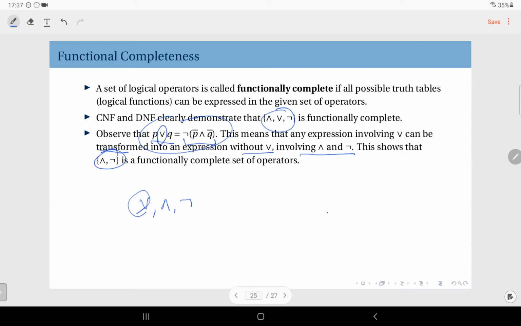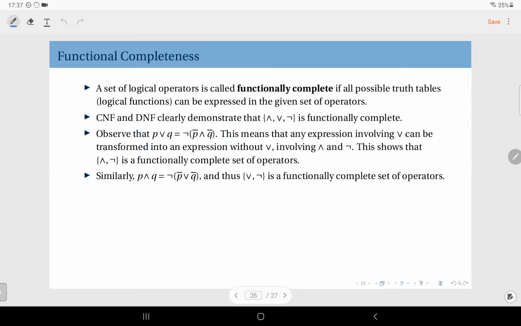And you can also go the other way around, because you see, I have that, but I also have this. And can also be expressed in terms of or and negation, which also means, by the same argumentation, this set is functionally complete.